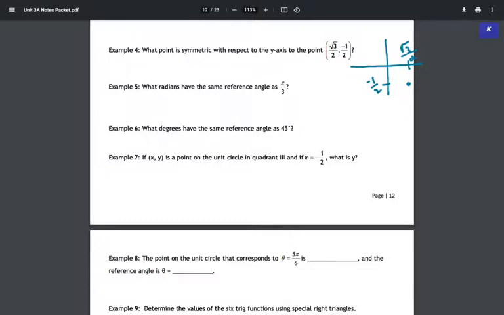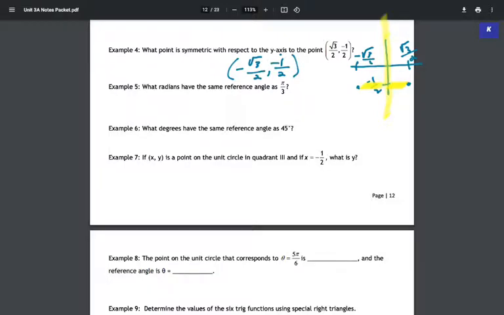So a point that's symmetric with the y-axis, here's your y-axis. Symmetric means it has to be the same distance on the other side. So a point symmetric to it would be about right here, and it's going to have the same y value of a negative 1/2, but it's going to have an x value of a negative square root of 3 over 2. So a symmetric point would be negative square root of 3 over 2, and the y value would be negative 1/2.